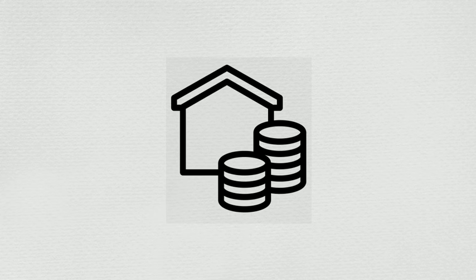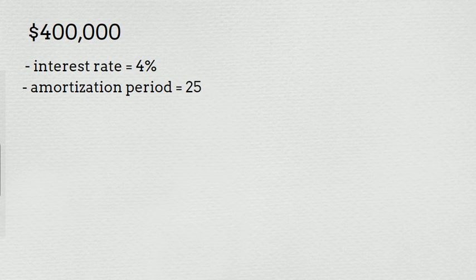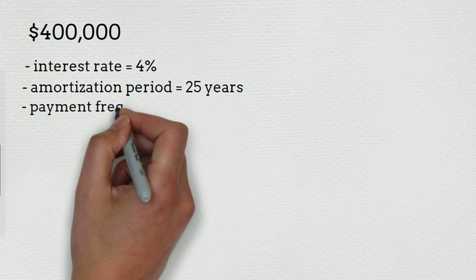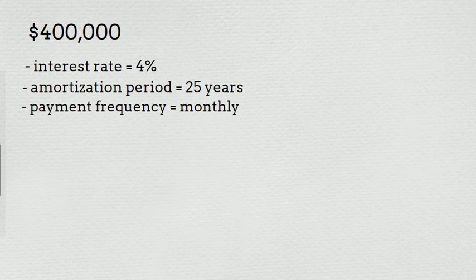Let's look at an example of how the size of the down payment affects the cost of a mortgage. Suppose you buy a home that costs $400,000. Let's assume the following: your interest rate is 4%, the amortization period is 25 years, and the payment frequency is monthly. Mortgage loan insurance premiums are added to the mortgage. Table 2 breaks all of this down.